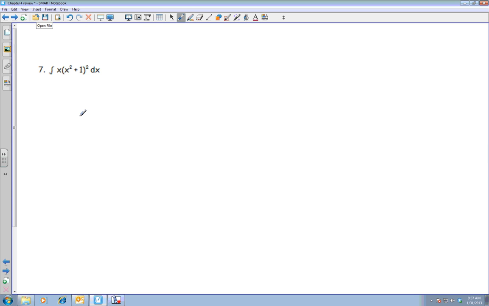Okay, this is number 7. I know that this is going to be a u substitution problem because I have a quantity raised to a power. So that's my big hint. So I'm going to say my u is x squared plus 1, which means my du would be 2x.